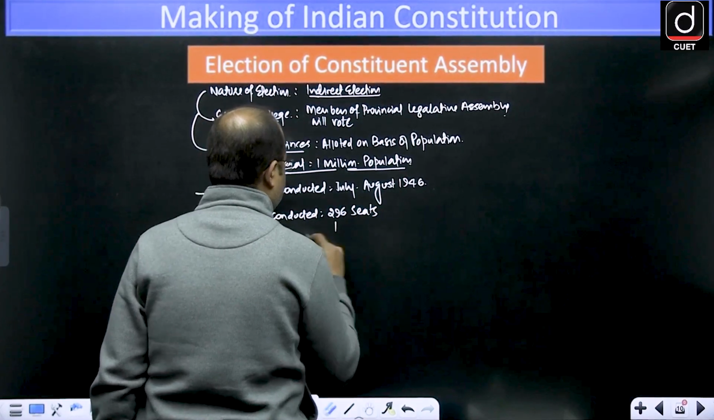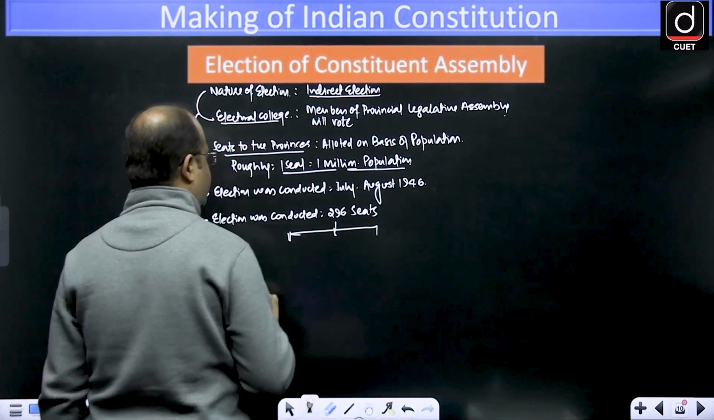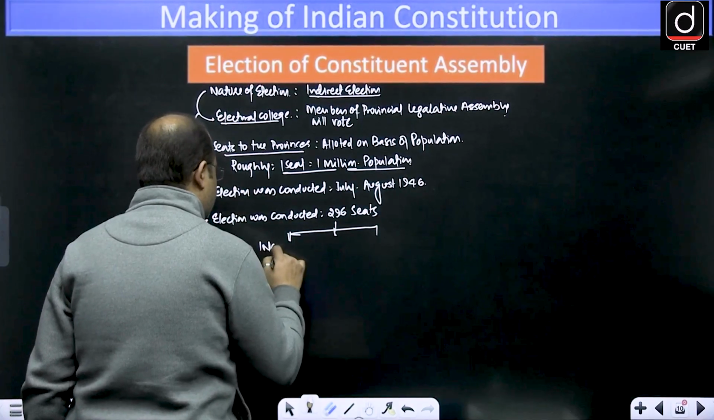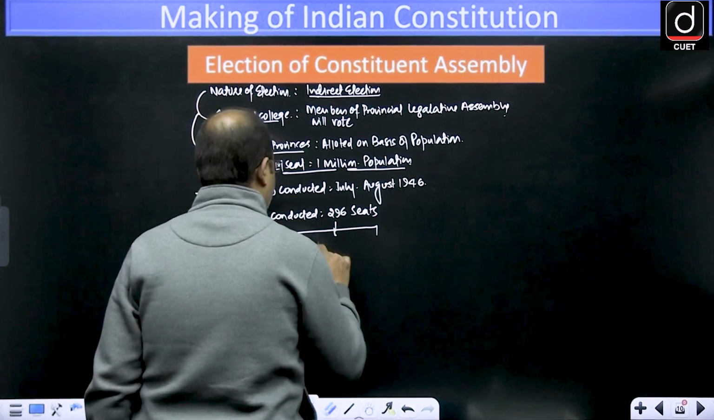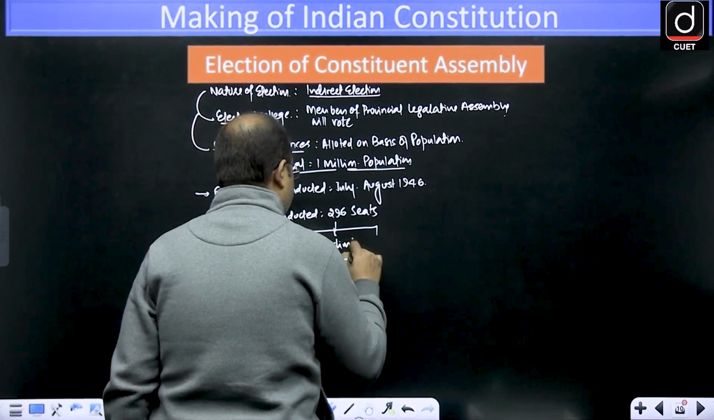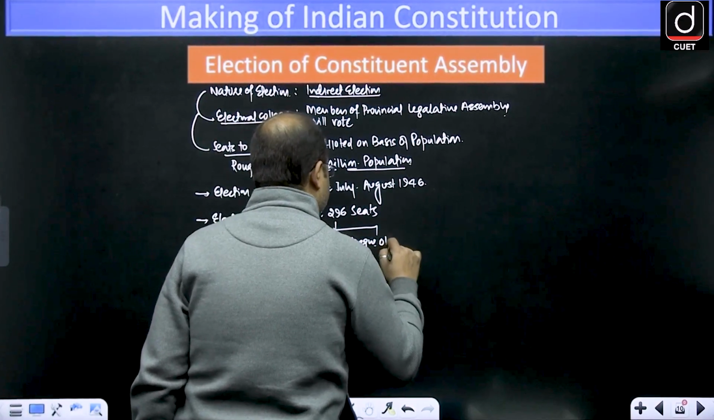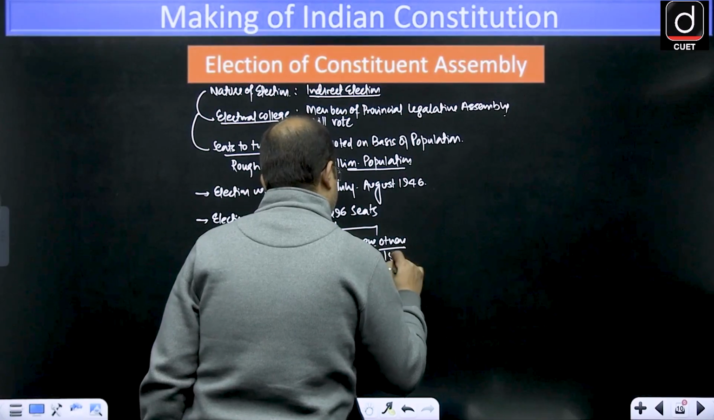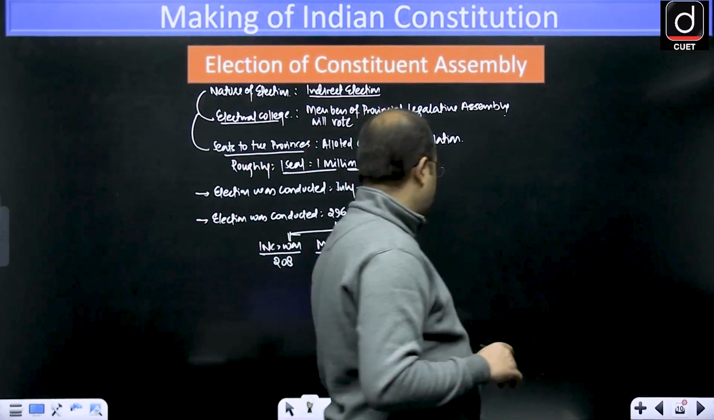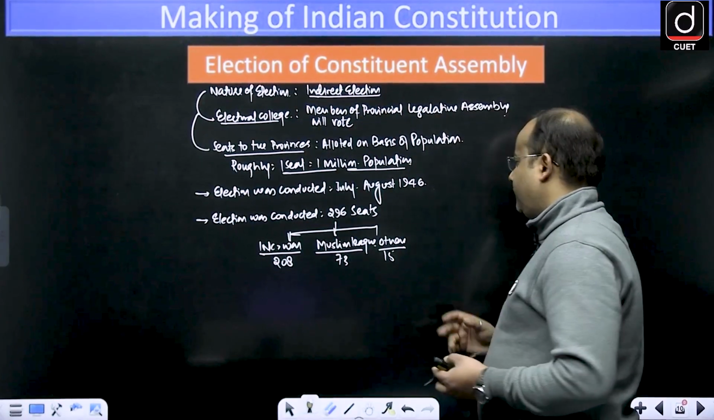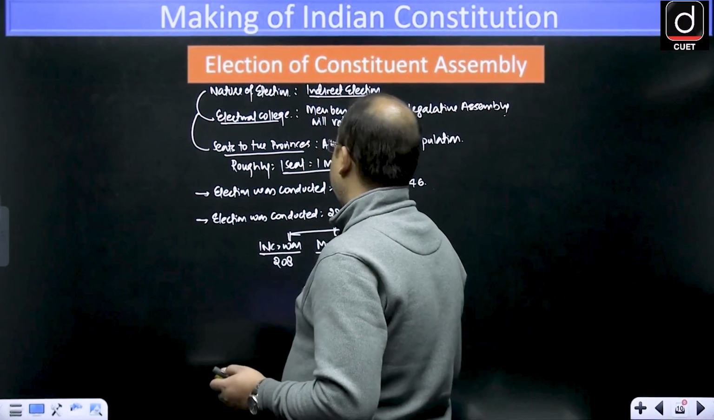Now what was the result? When the result came, it was very astonishing. Indian National Congress won 208 seats, Muslim League won 73, and others won 15. So that was the result. Finally, this total of 296 was declared.